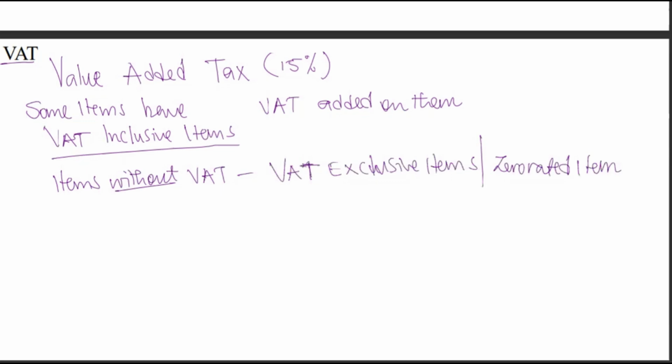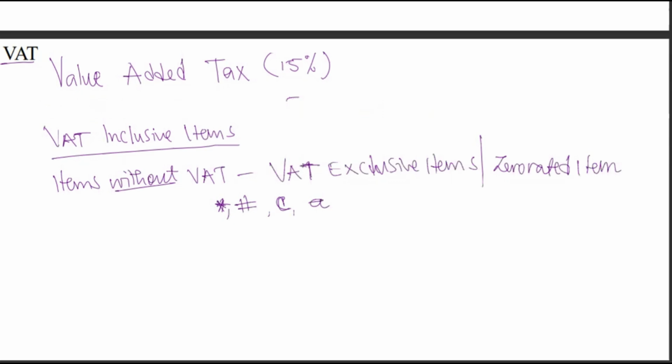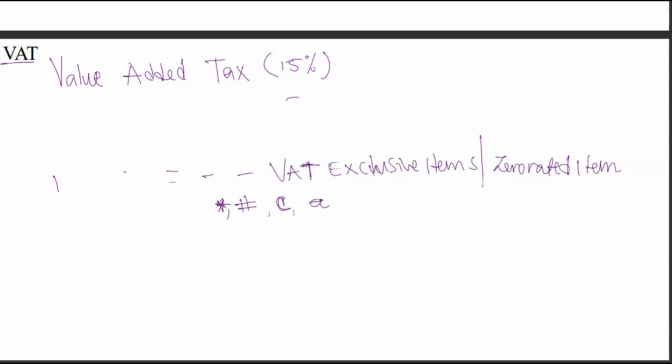When you look at your till slip, that's where it usually comes in. It will show you the items that do not have VAT, they have some symbols on them. Others are asterisks, others are hashtags, others are just letters like C, could be A, just to show that these items don't have VAT on them. All right. Now, what we have to understand, how is VAT calculated? VAT inclusive, VAT exclusive. You understand?